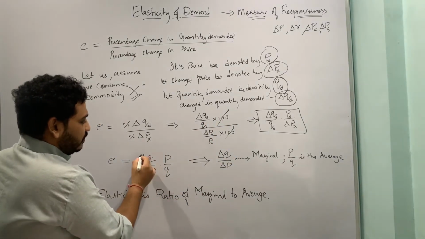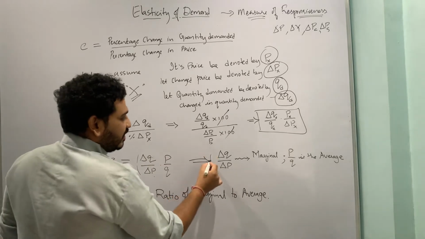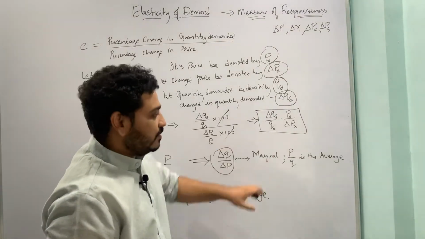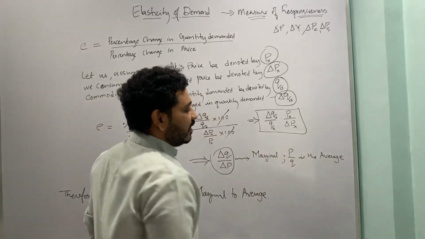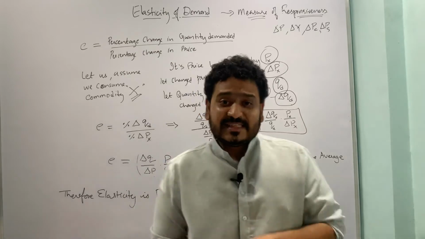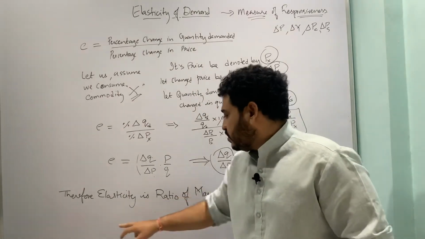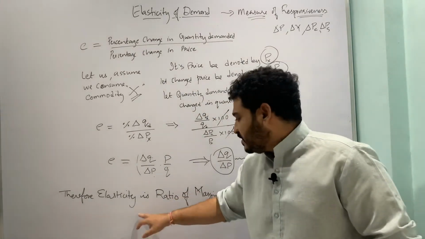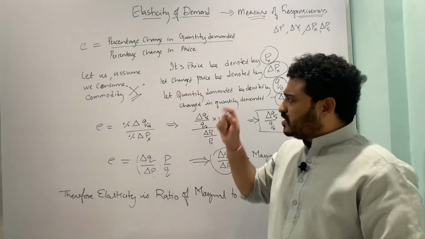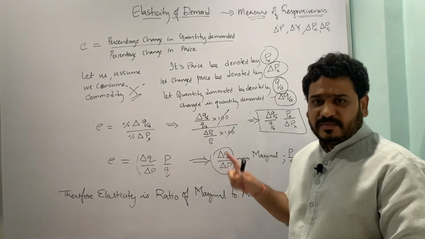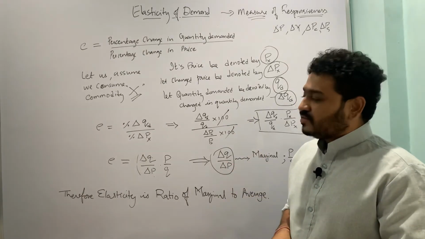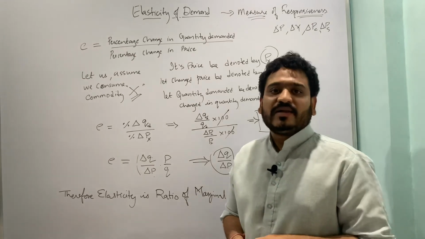So this delta Q divided by delta P is the marginal concept, and this P divided by Q is the average concept. Hence elasticity of demand is also referred to as the ratio of marginal to the average. So I hope the concept of elasticity of demand is pretty much clear with the help of this small lecture, which we had to record because of some technical problems in the previous one. Thank you so much.